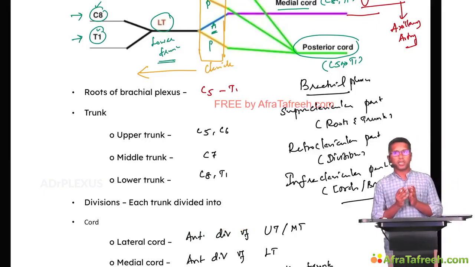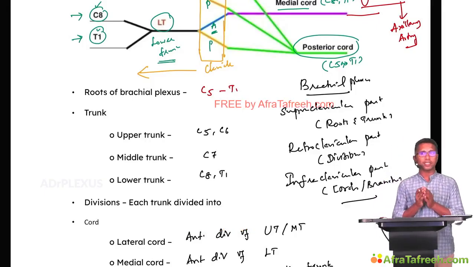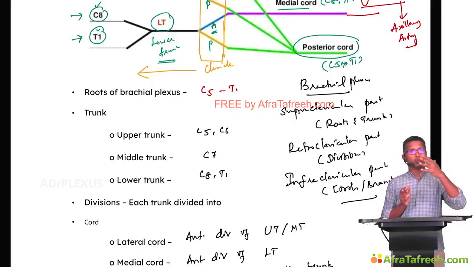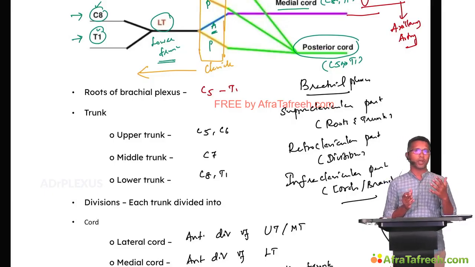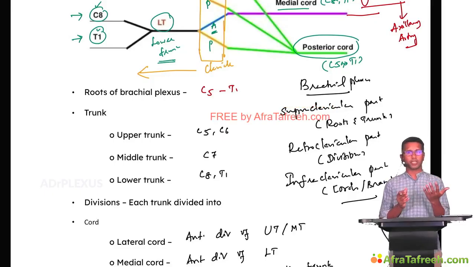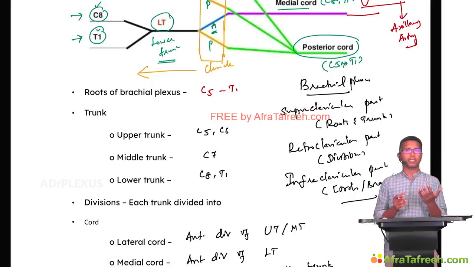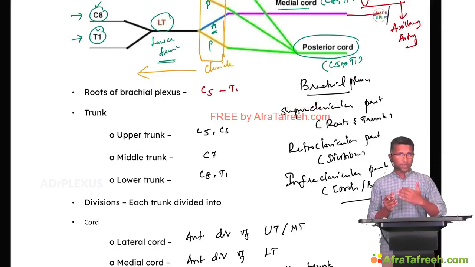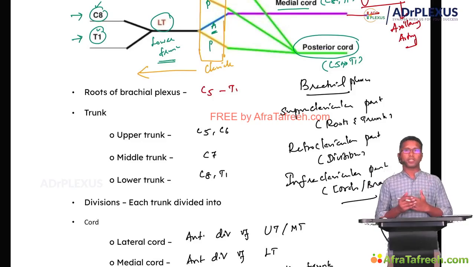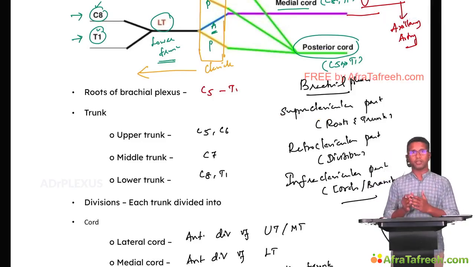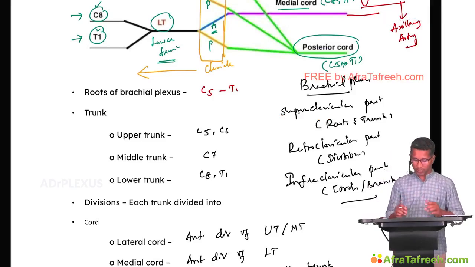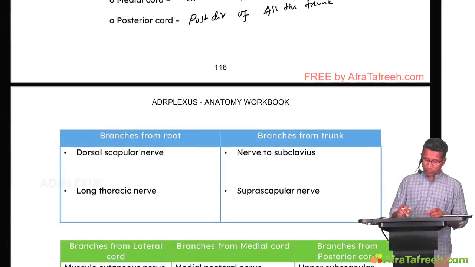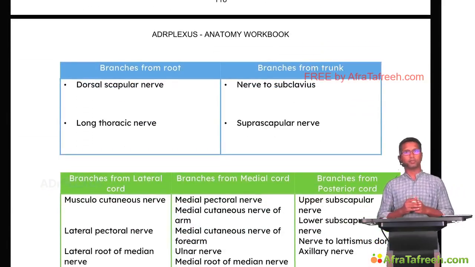So you divide the brachial plexus based on their relationship with the clavicle. Some part is above the clavicle, called the supraclavicular part, some part is behind the clavicle, called the retroclavicular part, and some part is inferior to the clavicle or below the clavicle, called the infraclavicular part. And we have seen what those parts of the brachial plexus are. So with this background, we will move to the branches from the brachial plexus.